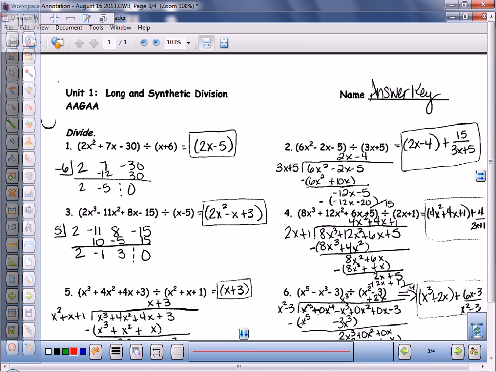Hopefully you used synthetic division when you were dividing by a linear binomial with a leading coefficient of 1. Because synthetic is so quick. All right, on number 1, did you get 2x minus 5? And did you use synthetic? Even better. Because there's no remainder, what this means is our divisor is actually a factor of the dividend.